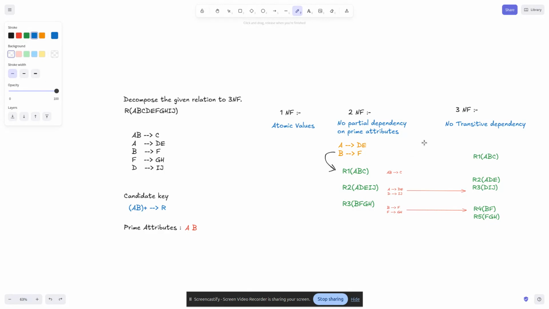Also, it is important to note that we have to do it step by step. We cannot jump directly from 1NF to 3NF. The transition should occur one step at a time. Otherwise, there is a chance of making mistakes. And also, in each step, you have to make sure that the conditions for the normal form are satisfied before moving on to the next one.